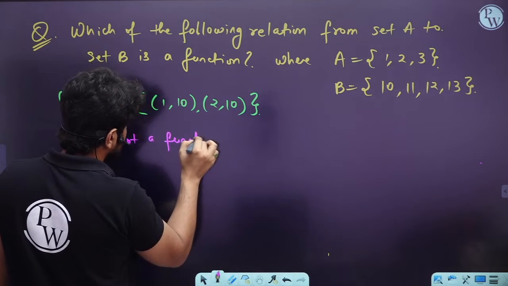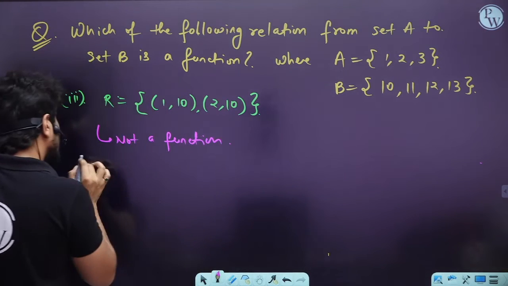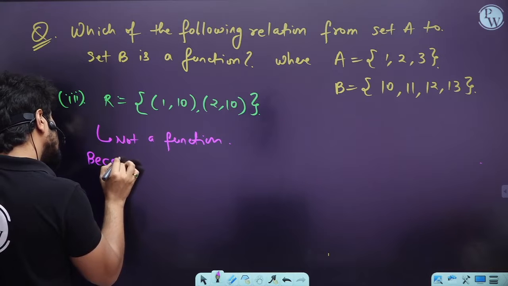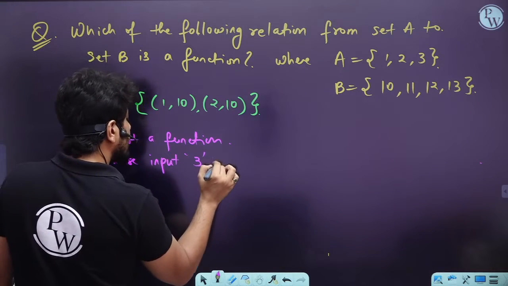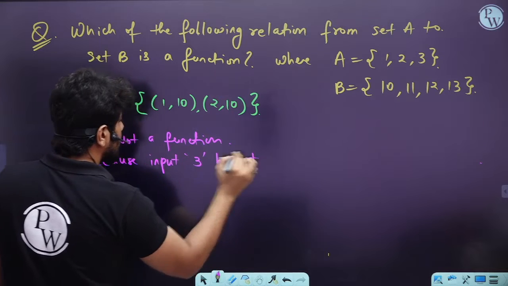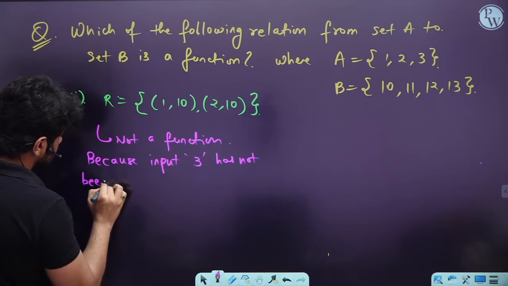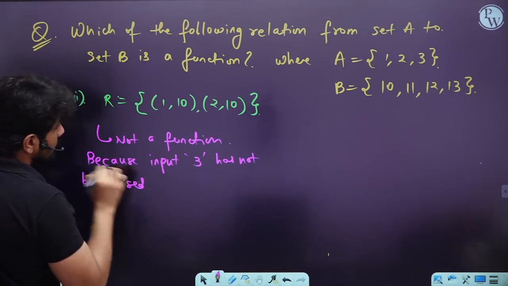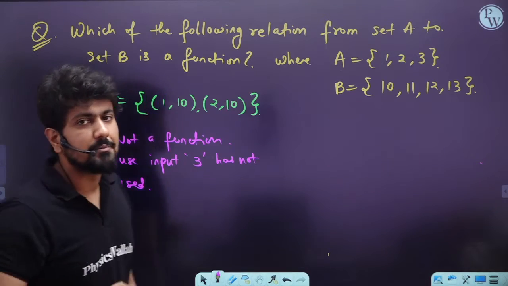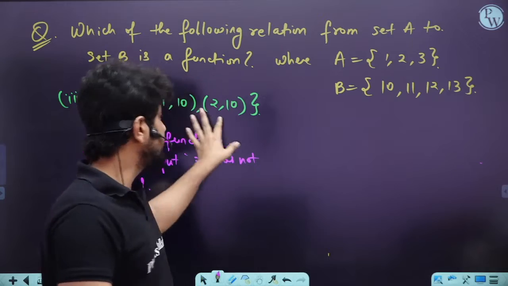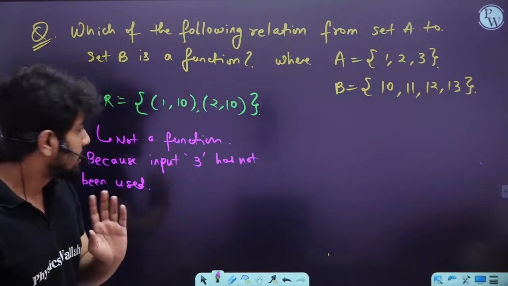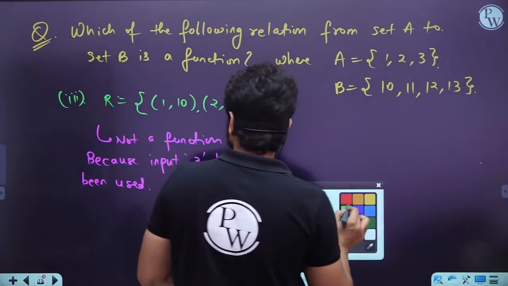Not a function. Why? Because input 3 has not been used. We should be using all the inputs. That's the first condition of a function. We are not using all the inputs over here. So this is not a function.